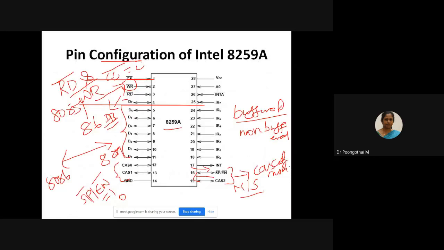So the next one is the INT pin. It is an output pin given to your microprocessor. This pin goes high whenever a valid interrupt request is accepted. So it is directly used to interrupt the CPU. Thus it is connected to the CPU interrupt pin, INTR. This is connected to INTR of the processor.